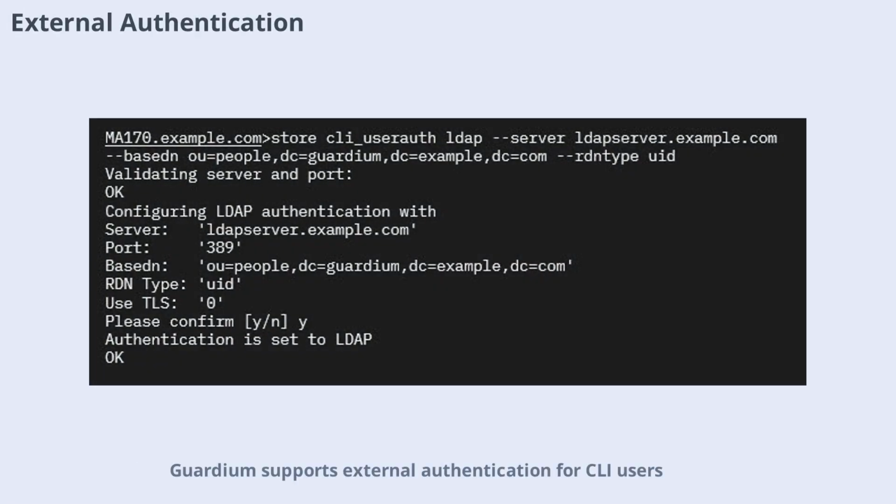Guardium supports external authentication for CLI users, such as LDAP integration. Users can be authenticated locally or through LDAP, but not both simultaneously. When LDAP is enabled, certain support commands become inoperative. The authentication configuration is managed by the CLI userauth command, and options like SSL and CyberArk can be used for enhanced security. Let's review how to set up and manage external authentication.